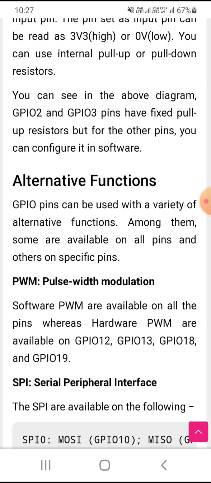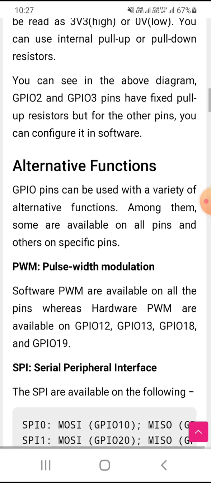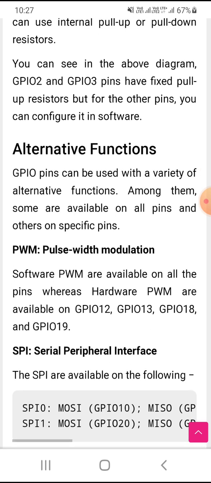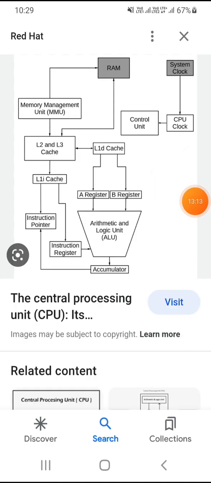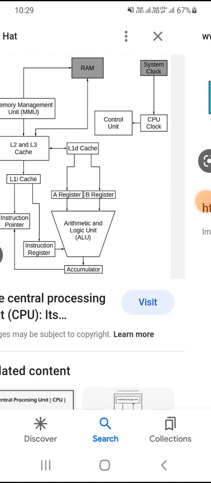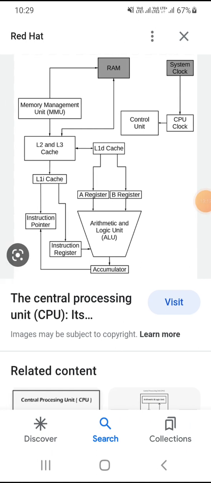Alternative functions: GPIO pins can be used with a variety of alternative functions. Among them, some are available on all pins and others are on specific pins. The central processing unit, they have the RAM, they have the ROM and the system clock. The system clock has the control unit and CPU clock, where the CPU has the memory management unit, L2 and L3 cache, L1D cache, L1I cache, A register, B register, arithmetic and logical unit, instruction pointer, instruction register, accumulator.